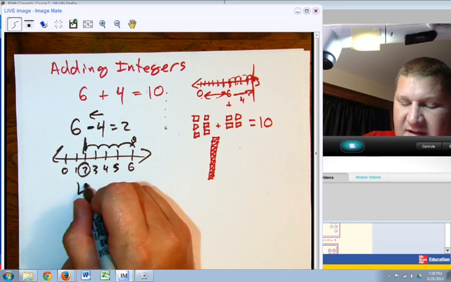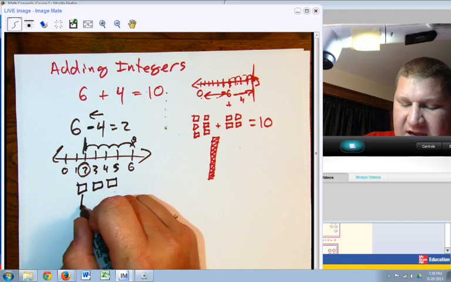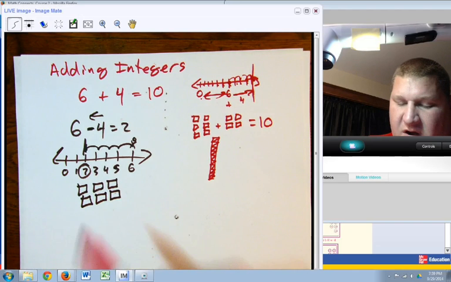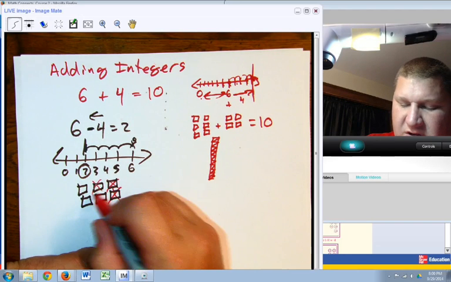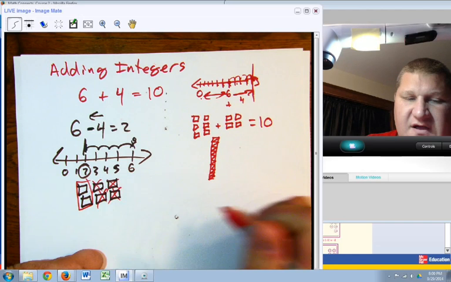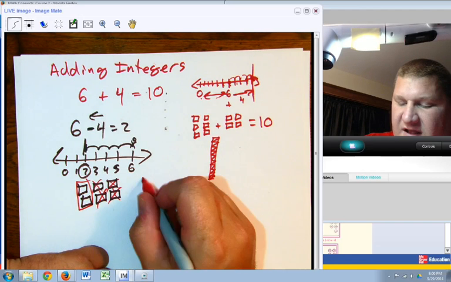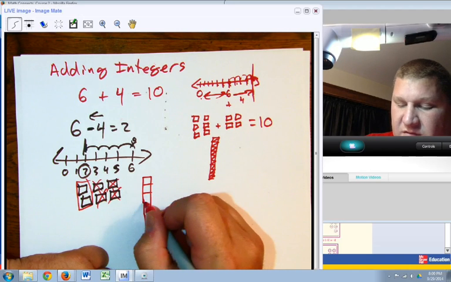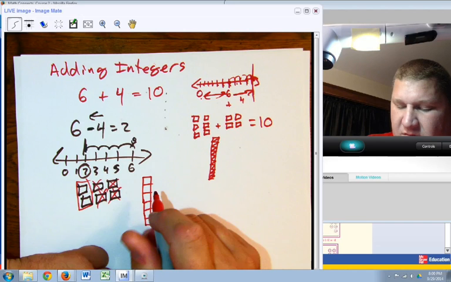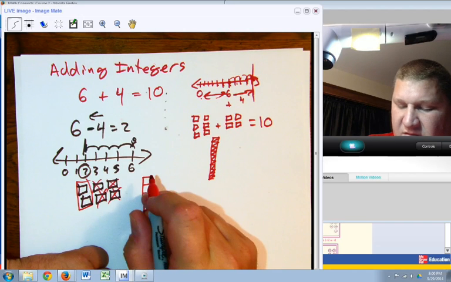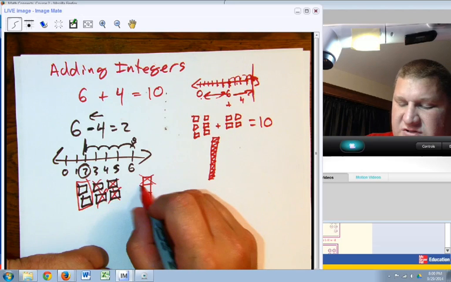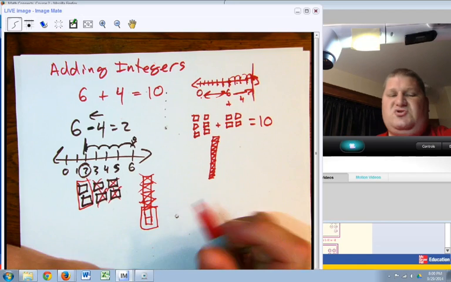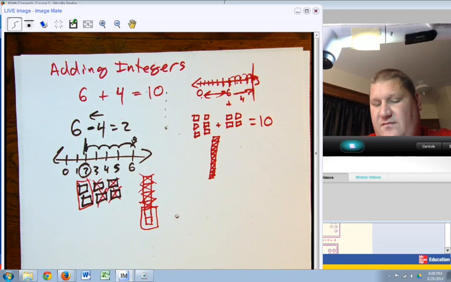If I have my little items again, I'll grab my 6 items. But in this case, I take away 4 of them. 1, 2, 3, 4. I'm left with 2. If I had a strip of 6, 1, 2, 3, 4, 5, 6, and I take away 1, 2, 3, 4, I'm left with 2 chunks there. So whatever way you think about it, that's where they come up.